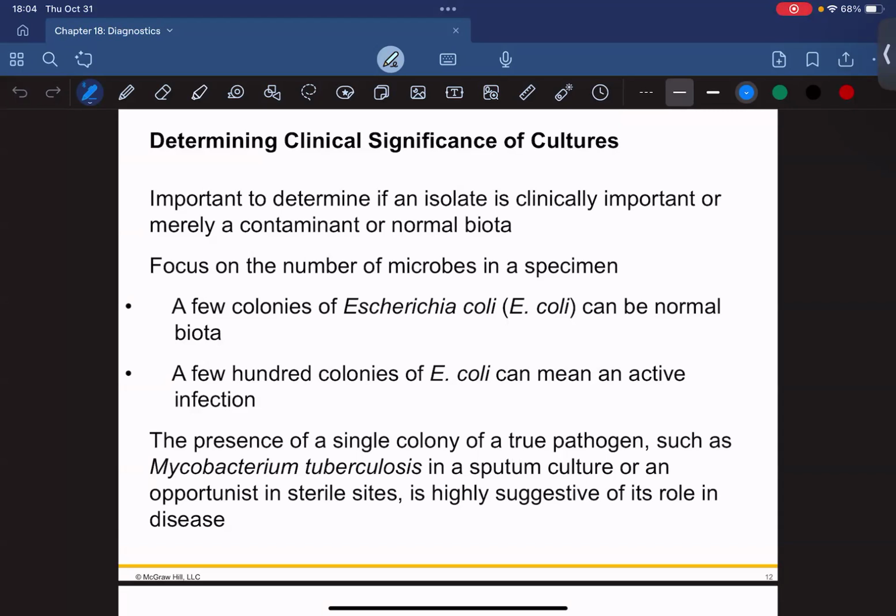Because just seeing any E. coli might not be a problem in a stool sample. Any E. coli in your urine sample, it shouldn't be there, right? Any Mycobacterium tuberculosis anywhere in your body is going to be a problem. You shouldn't have any anywhere. So now we can see that difference between talking about our endogenous bacteria versus those 100% pathogenic guys.